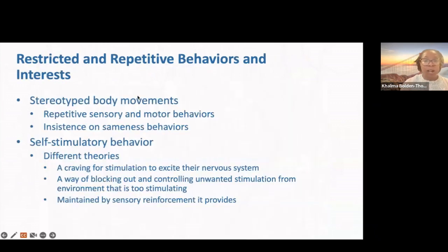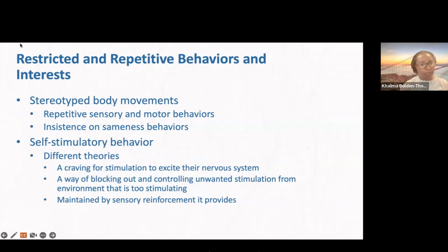Okay. So this is our restricted and repetitive behaviors and interests. If we're thinking about the full SIPS, I want you to go into the negative and disorganized symptoms. We've got some of those questions here: stereotyped body movements, repetitive sensory and motor behaviors, insistence on sameness behaviors, or self-stimulatory behaviors. There are different theories as to what the etiology of these behaviors is. One theory is it's because they're craving stimulation and they need it in this specific form. Others, and I'm in this camp, think it's a way of blocking out overstimulation. And it's maintained by that sensory reinforcement. If you do it and it works, of course, you're going to keep doing it.